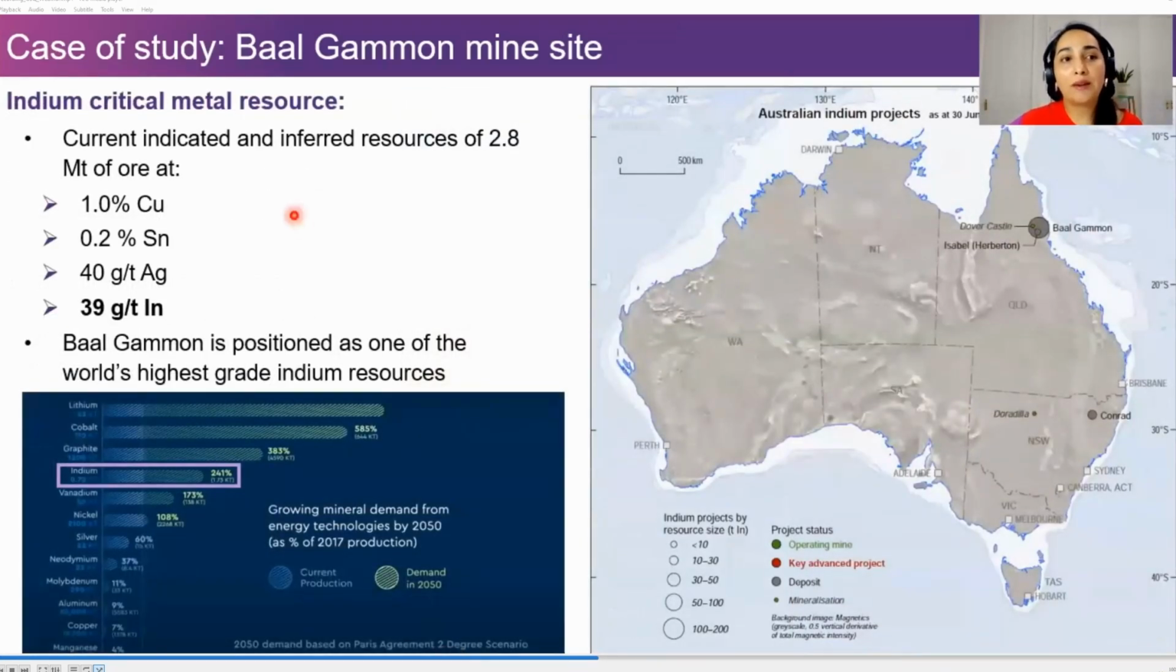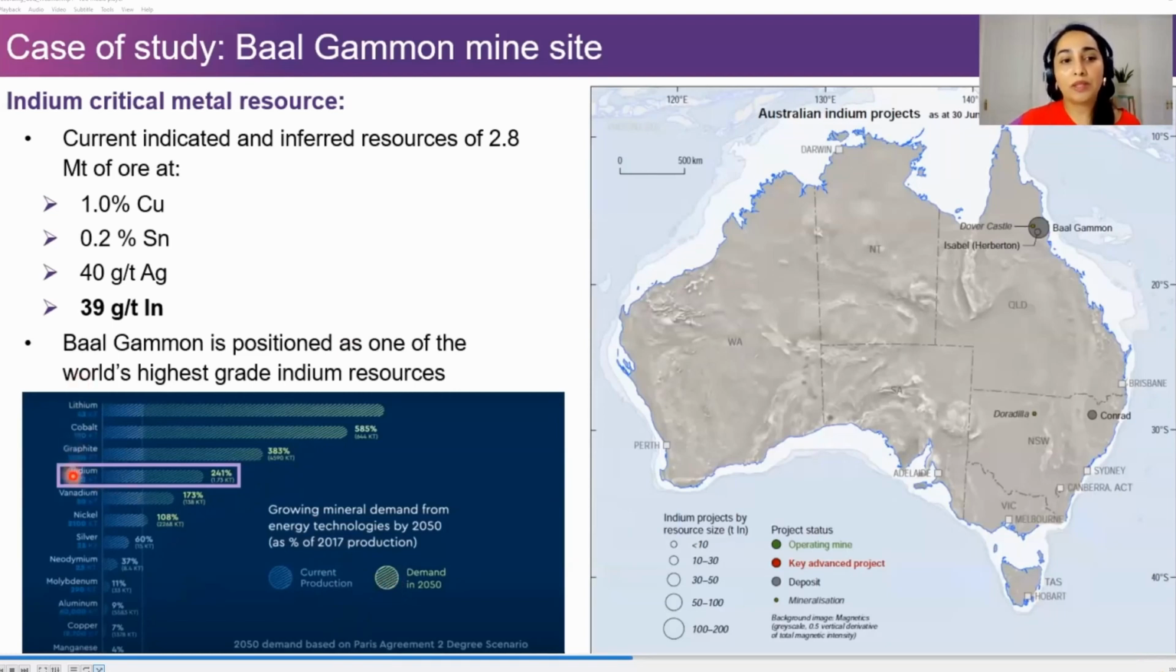2020. Indium is a critical metal resource, and the current indicated and inferred resources are 2.8 million tons of ore that include 1% of copper, 0.2% of tin, 40 grams per ton of silver, and also 39 grams per ton of indium. Therefore, Balgamon is positioned as one of the world's highest grade indium resources. Furthermore, in 2018, the World Bank declared this list of critical metals or critical elements, and a comparison between production in 2017 and the demand in 2050.